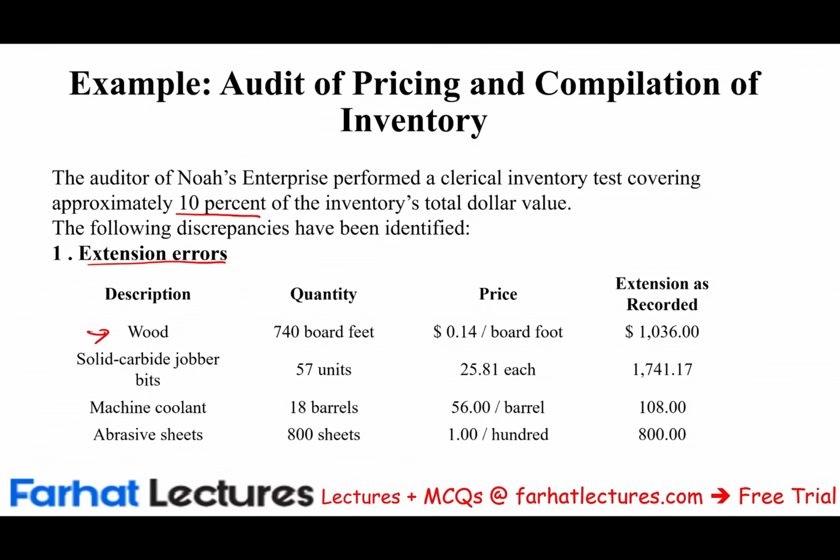Starting with the wood. The quantity is 740 board feet. The price is 14 cents per board foot. The extension as recorded by the client is $1,036. Now, if we take, in reality, 740 multiplied by 14 pennies, what you will get is $103.60, not $1,036. So what happened here is a simple decimal error. It should be 103.6, not $1,036.